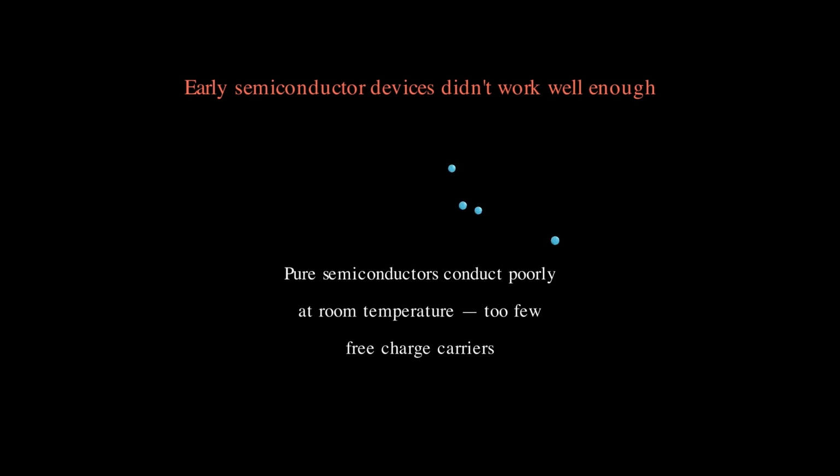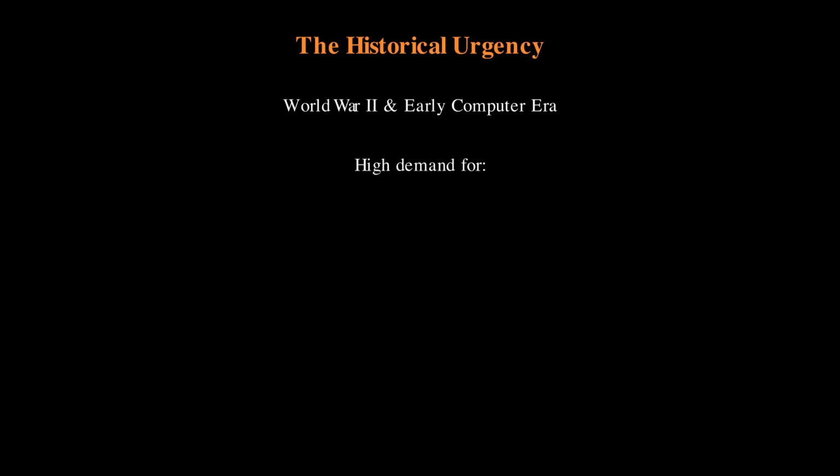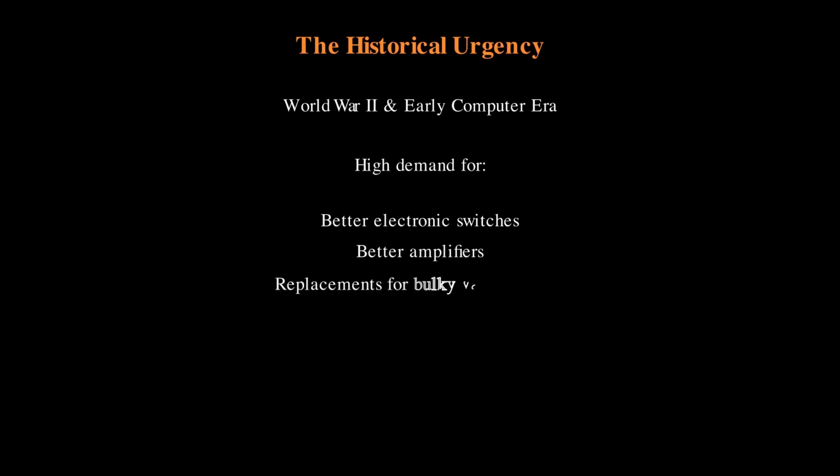This challenge with the limitation of intrinsic semiconductors became critical during World War II and the early computer era. There was a lot of demand for better electronic switches and amplifiers. Vacuum tubes available then were too bulky and unreliable, hence needed to be replaced. So engineers needed a way to precisely control the electrical properties of semiconductors so that they could build reliable electronic devices.